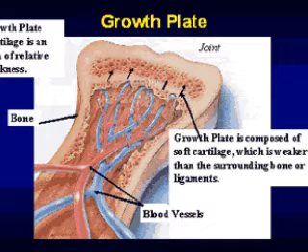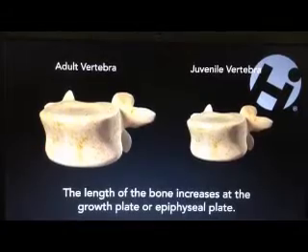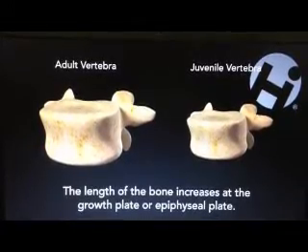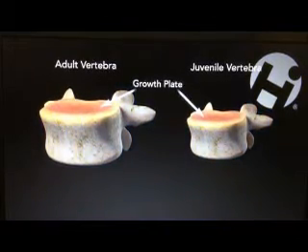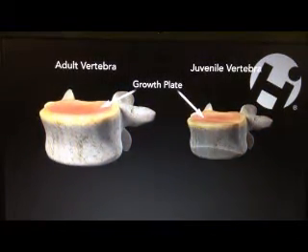Mitosis is especially important for bone growth. Cells split in growth plates, which are located at the ends of a bone. The growth plate in the picture is at the top in brown. A growth plate is composed of soft cartilage, which is weaker than the surrounding bone and ligaments. As we said before, the length of the bone increases at the growth plate, also known as the epiphyseal plate. The area highlighted in red is the growth plate.